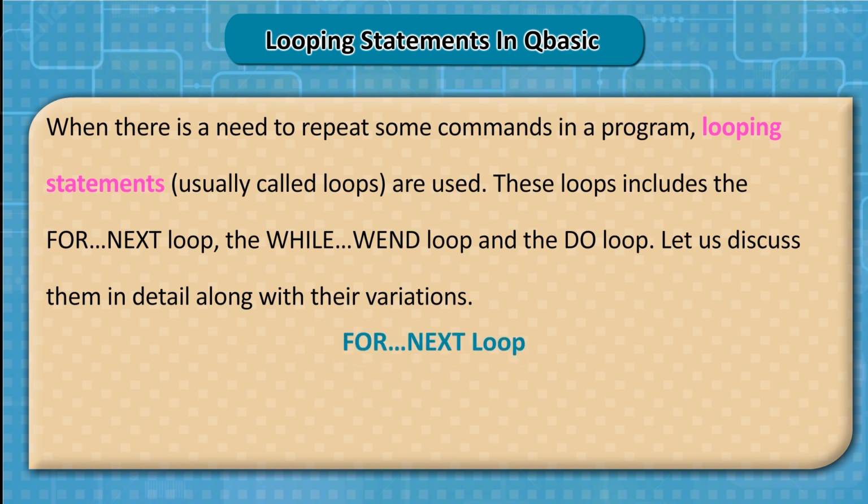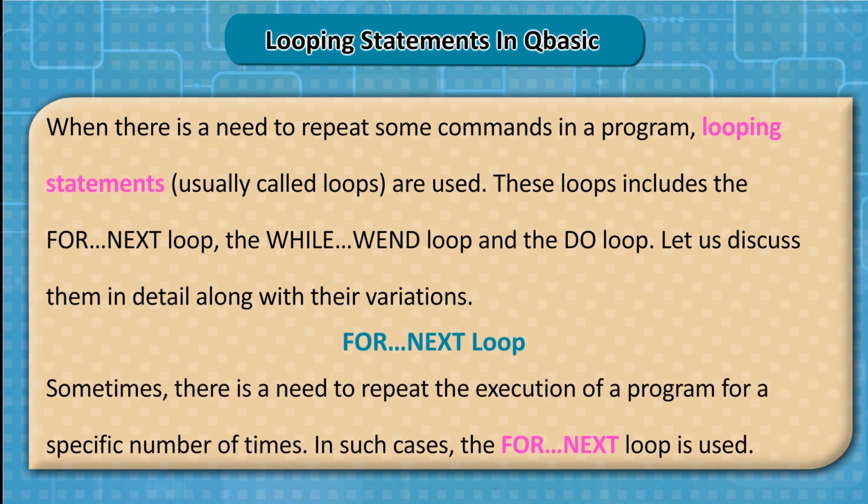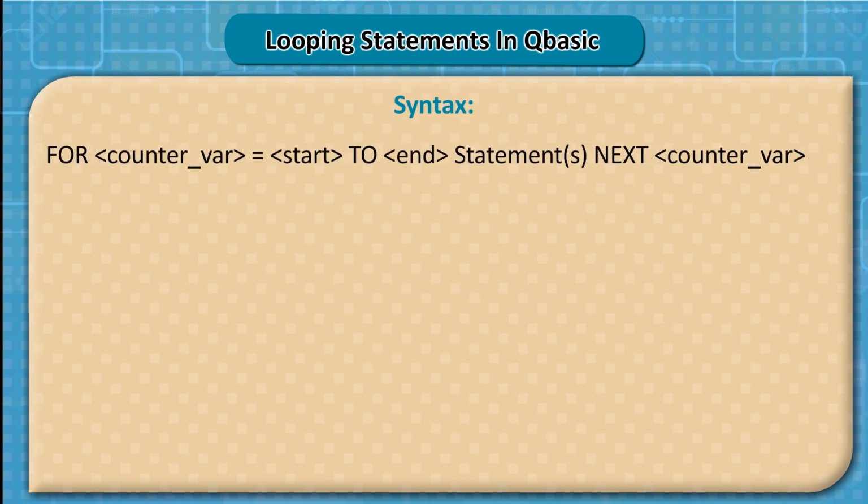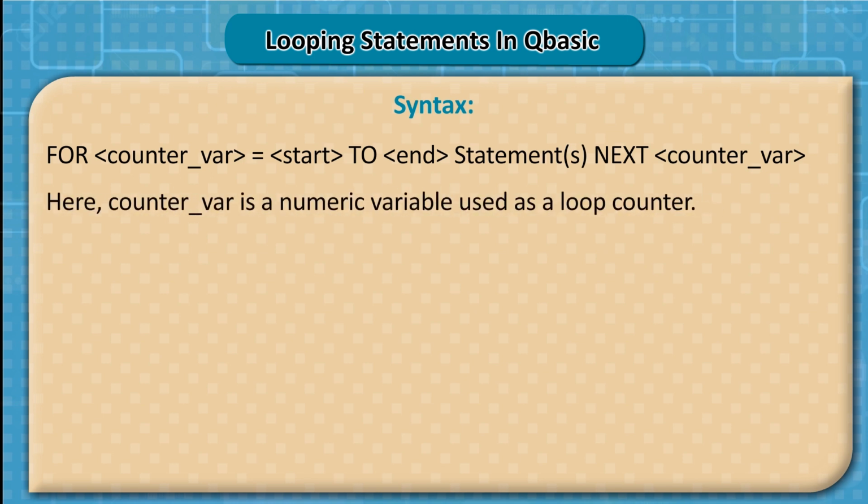For, next loop. Sometimes, there is a need to repeat the execution of a program for a specific number of times. In such cases, the for, next loop is used. Syntax: For countervar equals start to end, statement S, next countervar. Here, countervar is a numeric variable used as a loop counter.